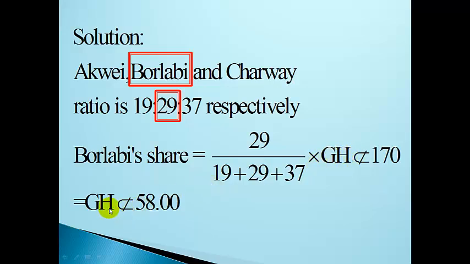And the answer is 58 Ghana cedis. So Bolabi's share is equal to 58 Ghana cedis. Bolabi's share, which is equal to Bolabi's ratio divided by the sum of the ratios times the amount they are sharing, will be equal to 58 Ghana cedis.